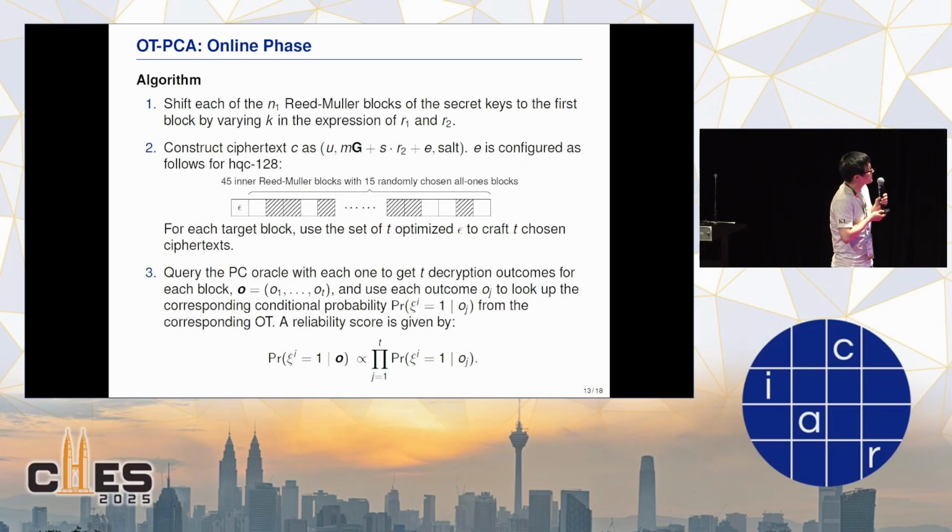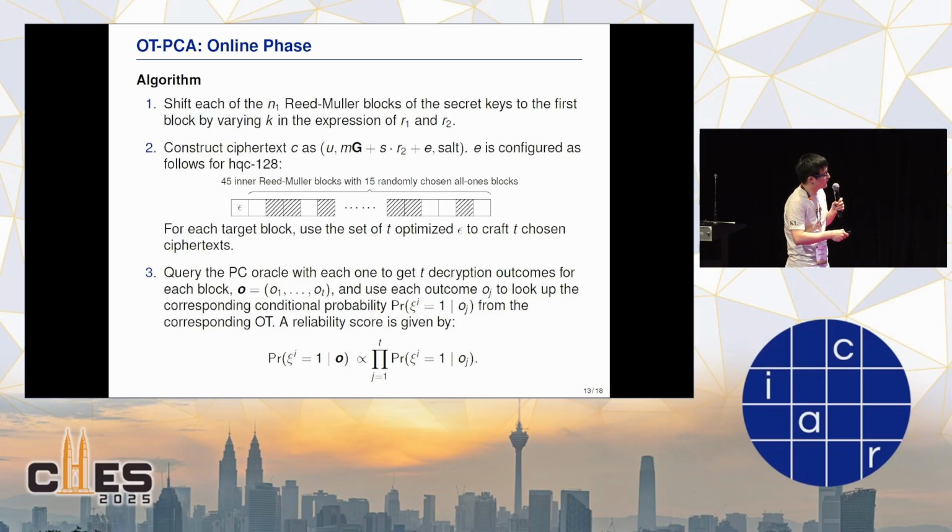So in the online phase, what we do is first place this E like this. We control the first block, and for the remaining 45 blocks, because N1 is 46 for HQC-128, we set 15 nonzero blocks and the remaining are all zero blocks. It means that only this block is sensitive. So we need to shift, by varying the key, other blocks to the first block, so we can get information on the blocks in X and Y.